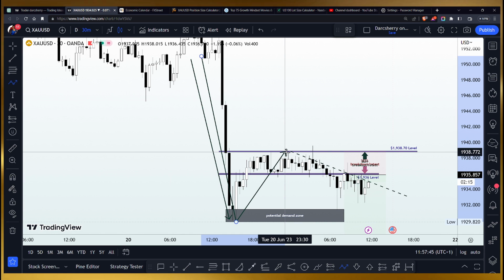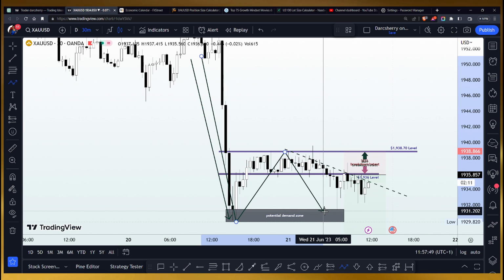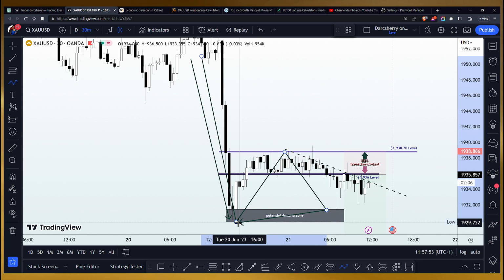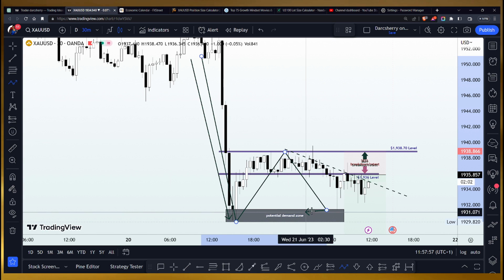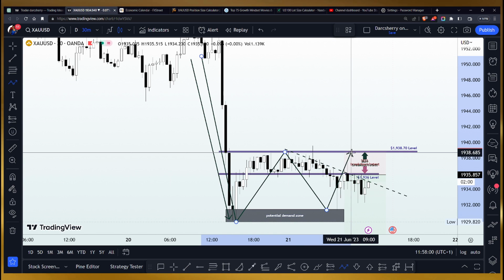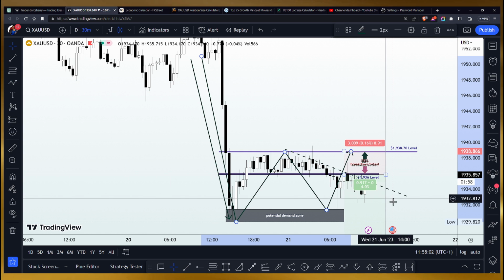As you can see, price came back into the $1,938.70 level. We saw price action drop down again. The inability of price action to break through the previous low is a sign that we might likely be seeing this transition into what will be looking like a double bottom structure.